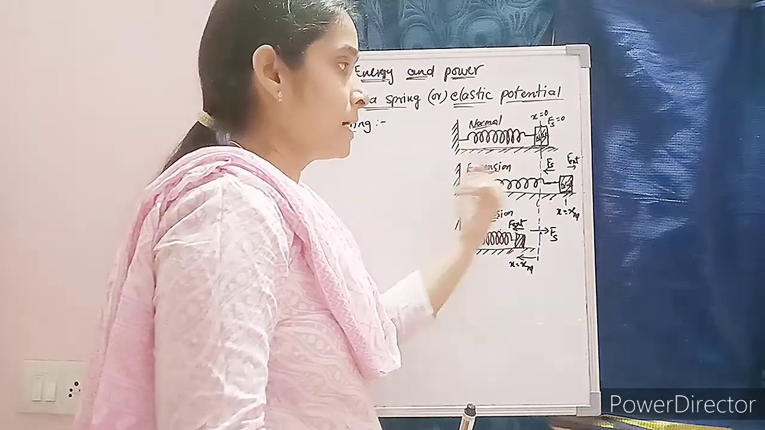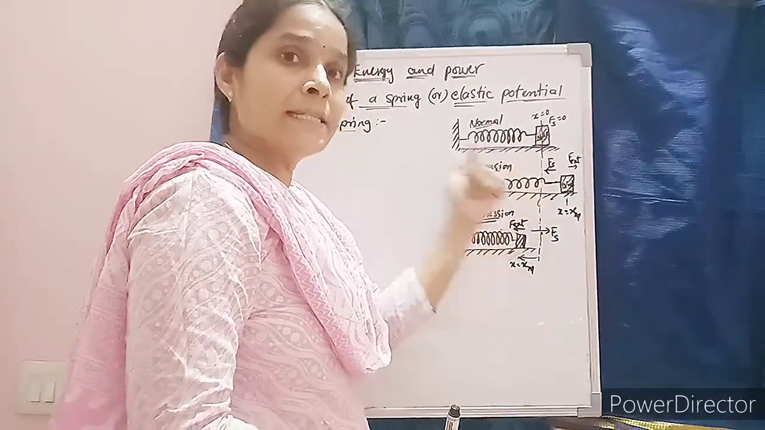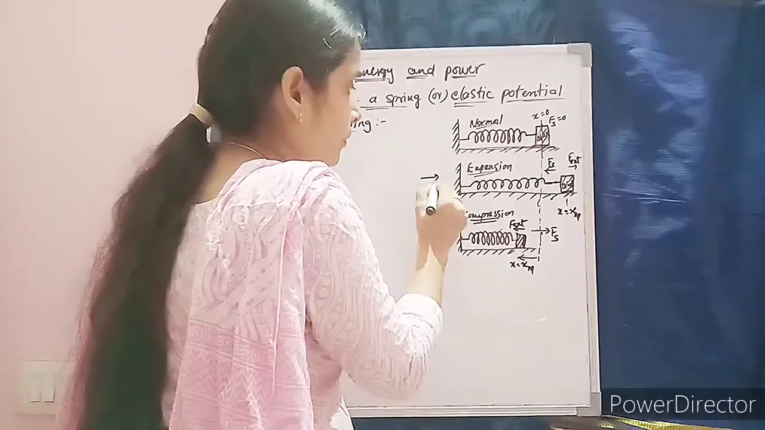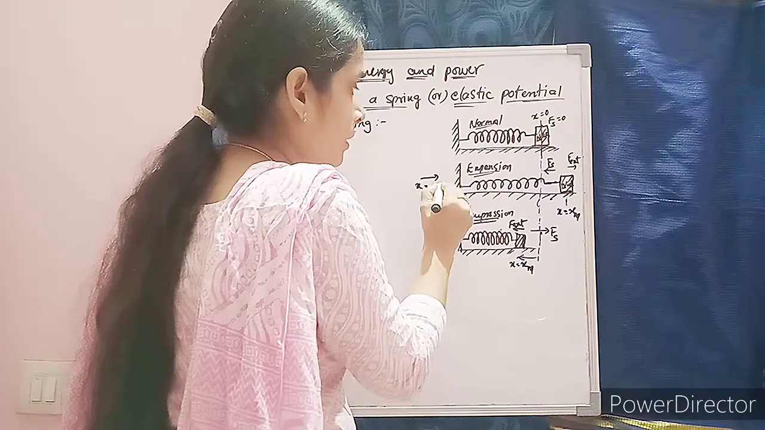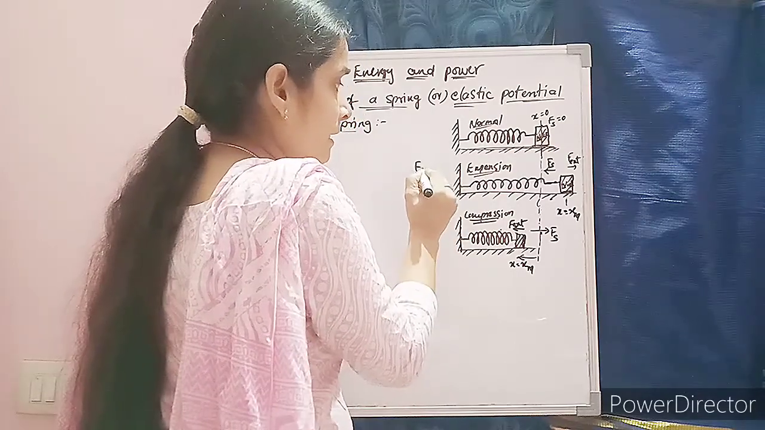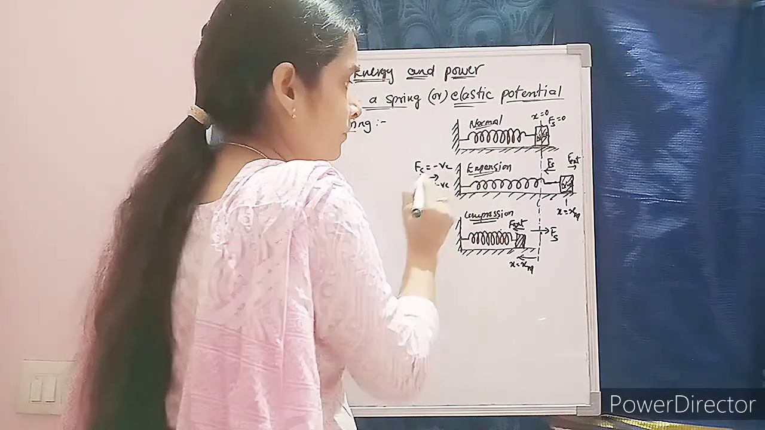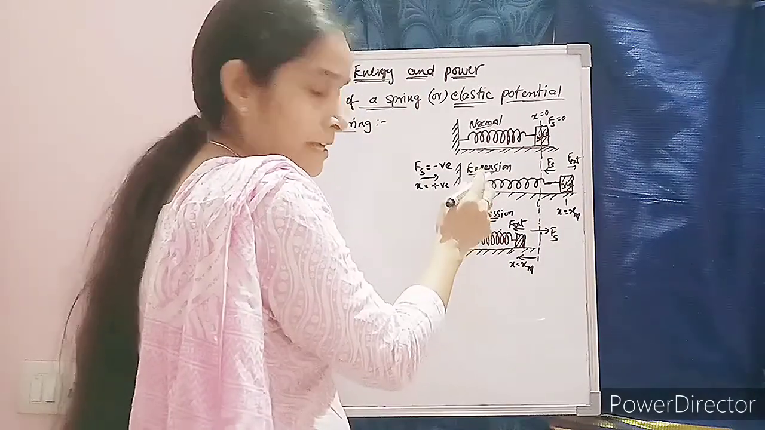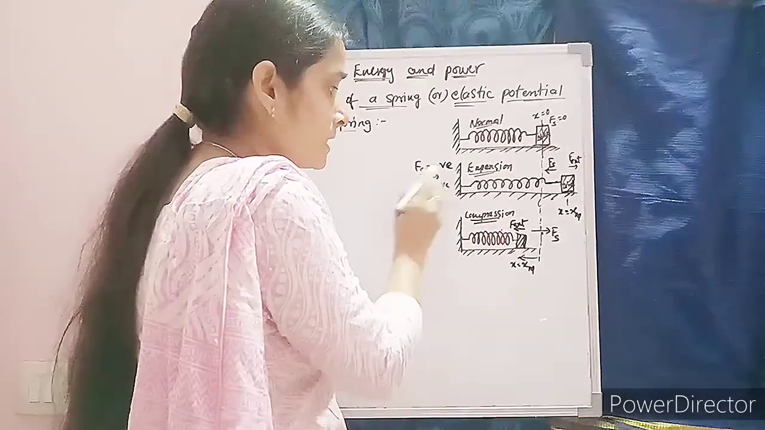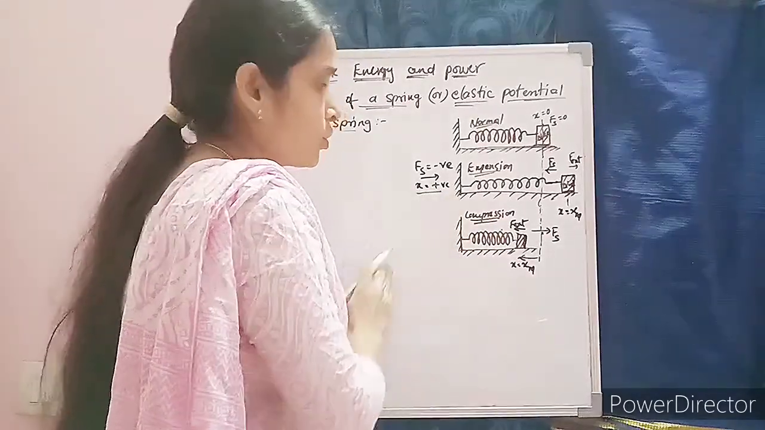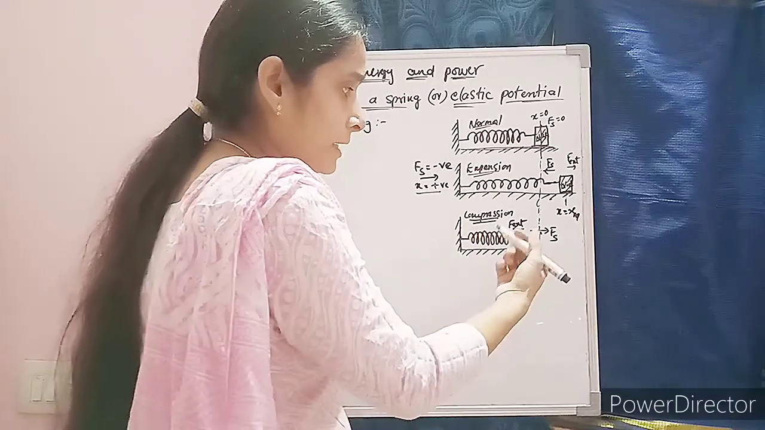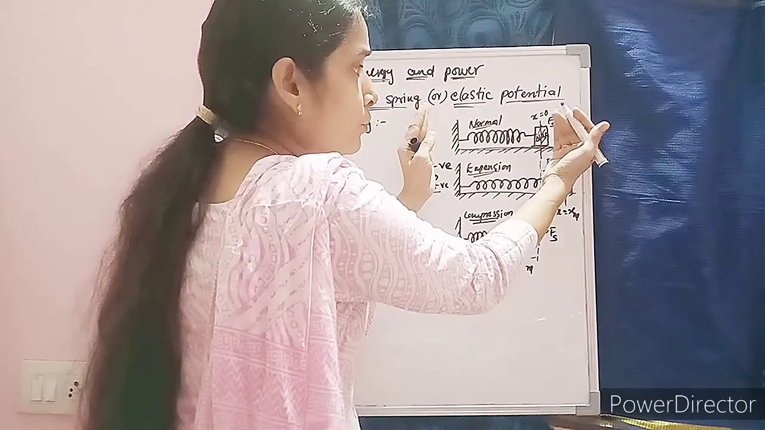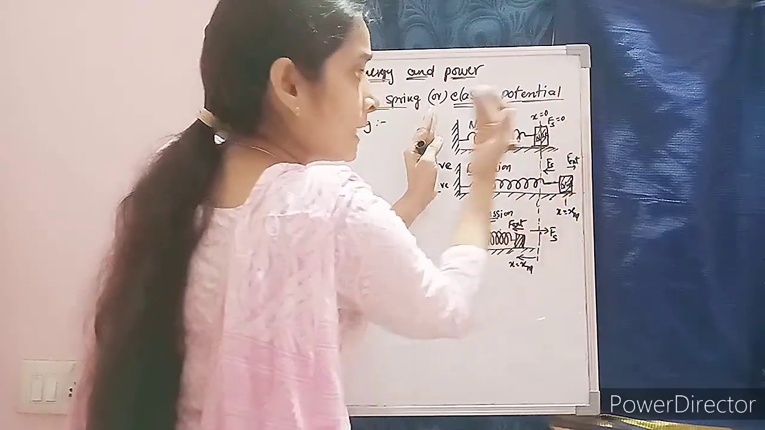The internal force acts opposite to it. What is the opposite of the positive x-axis? The negative x-axis. So the spring force acts in the negative x-axis, while the displacement in the expansion is in the positive x-axis. x is positive and here Fs is negative, because Fs is in the negative x-axis. In the case of expansion, the spring force is negative and the displacement is positive.